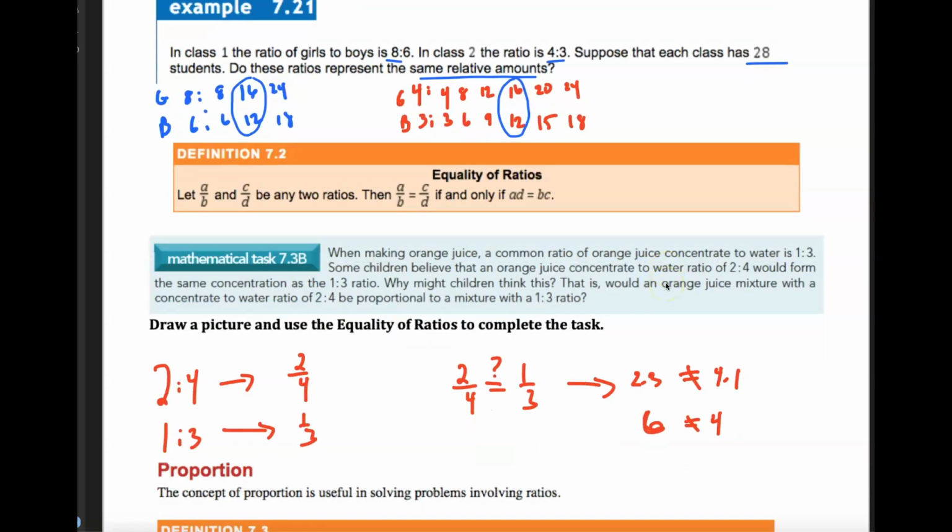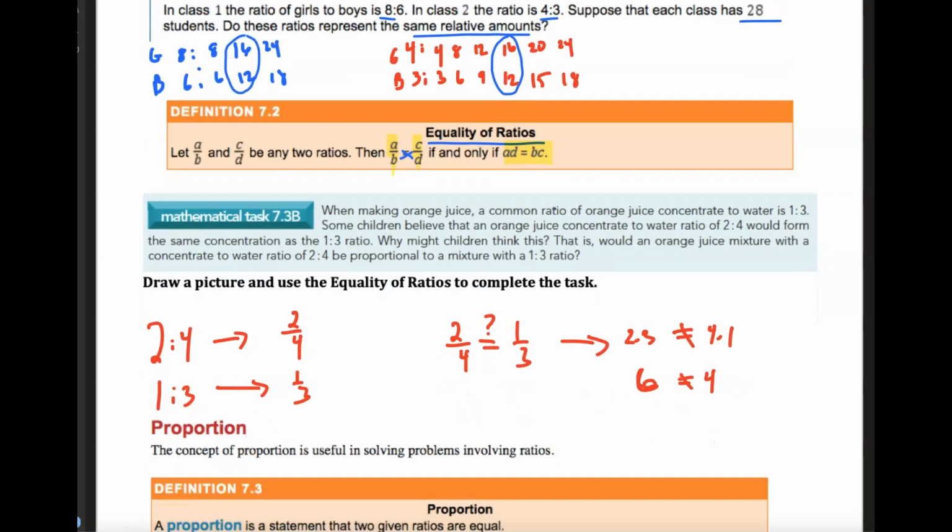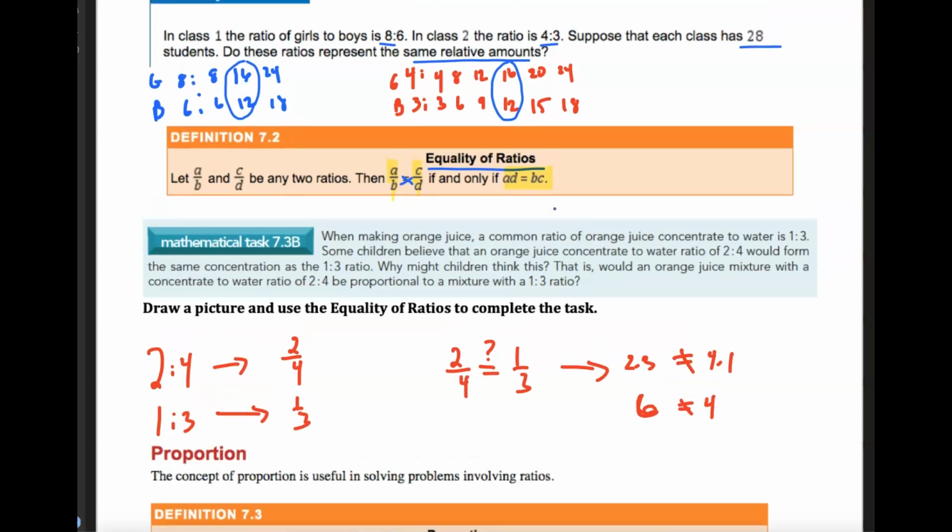So officially now we can look at a way to determine if two ratios are equal, and it's through the equality of ratios. And we do it the same way that we check to see if two fractions are equal. So if we want to know if two ratios are equal, what you do is you cross multiply, and if A times D is equal to B times C, then those ratios are equivalent, or we would again say that they are equal. It's just like when we do a fraction.